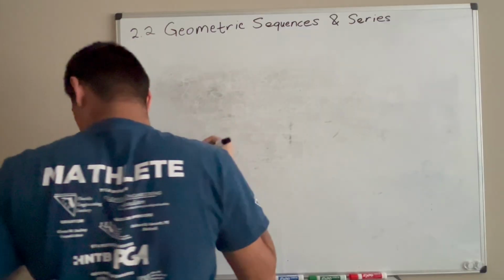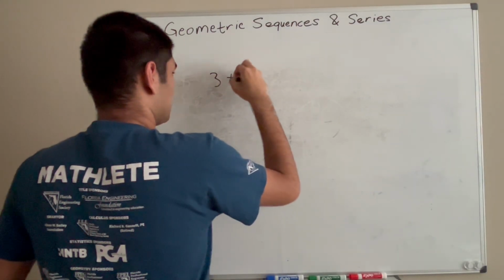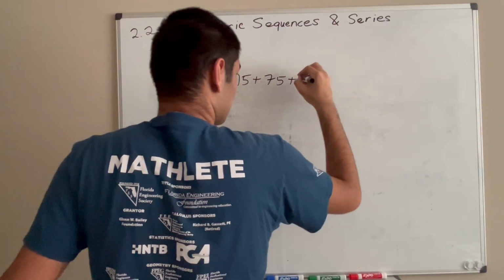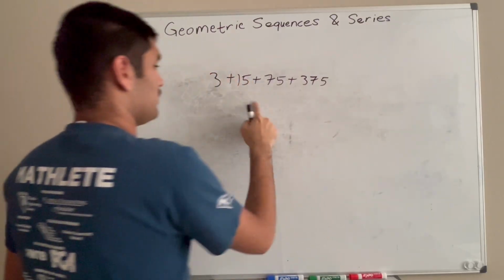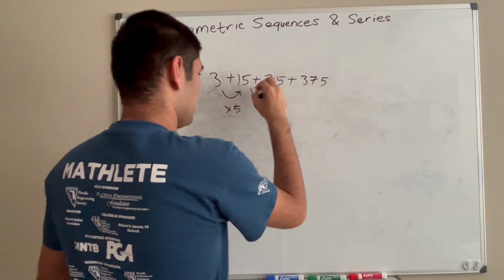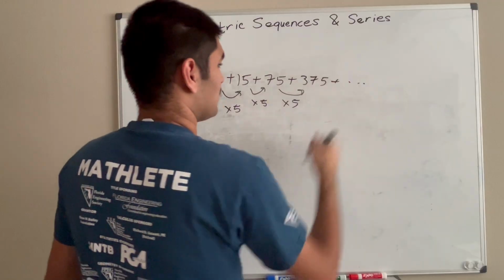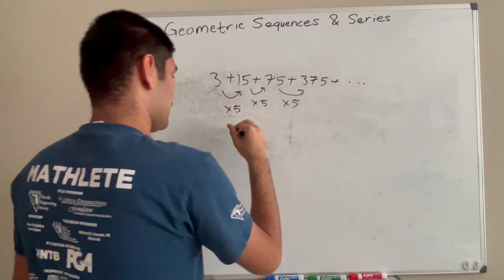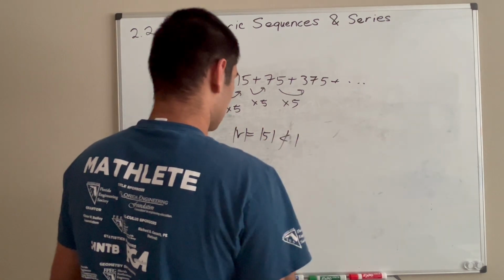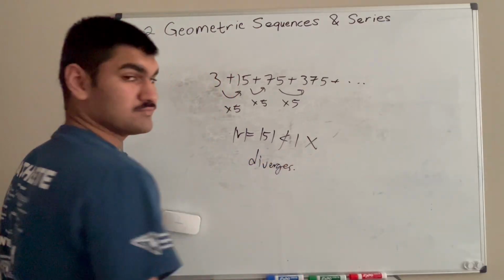All right, cool. And then an example of a geometric series that diverges would be if you had 3 plus 15 plus 75 plus 375. Indeed, this is a geometric series, because each time we're multiplying by 5. So it's a geometric series for sure. But the problem is r is equal to 5. Is the absolute value of r less than 1? No, it's not. So that means that this diverges.